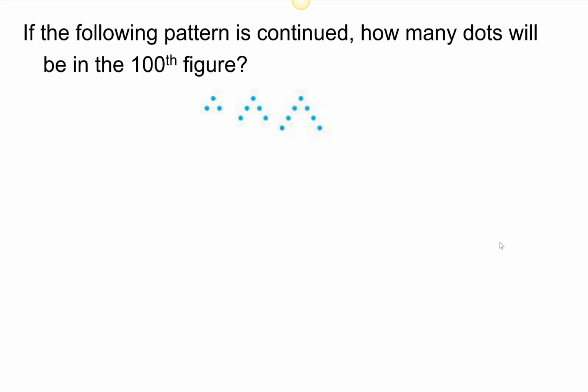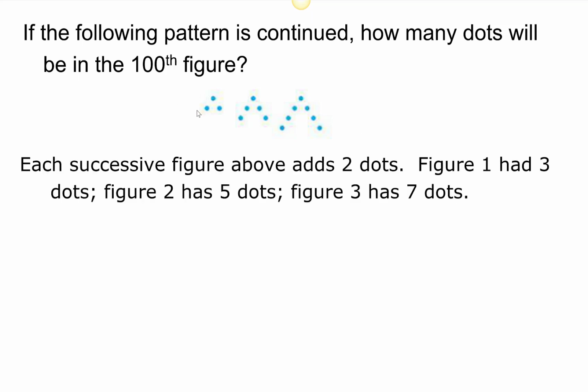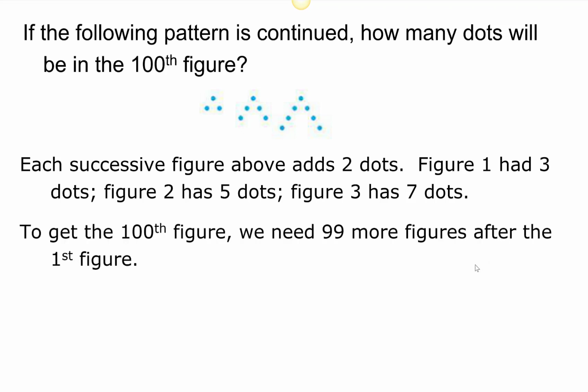If the following pattern is continued, how many dots will be in the 100th figure? So let's take a look at what we see here. We started with 3 dots, and then each consecutive figure is adding 2 dots. We have 5 dots here, and 7 dots here, and so forth. So let's get to the pattern here.